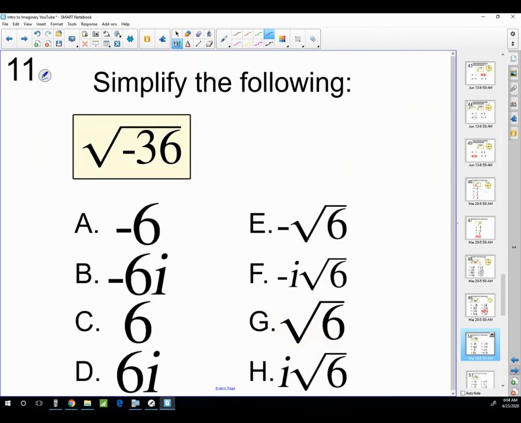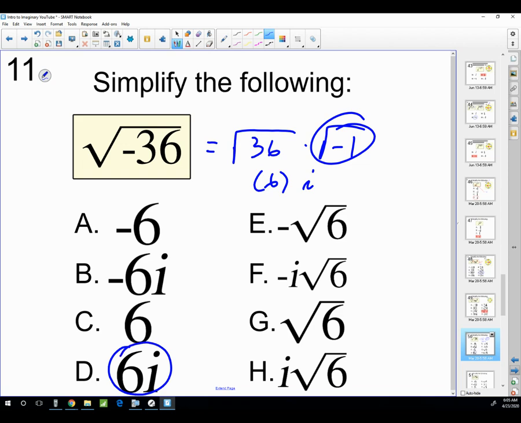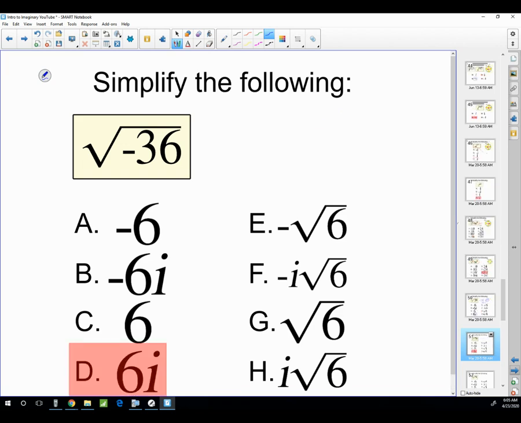Something like this, you kind of want to rewrite this as root +36 times root -1. And everybody knows that root +36 is 6. And by definition, root -1 is i. So the answer is 6i. You'll get a lot of these, so be prepared for them.